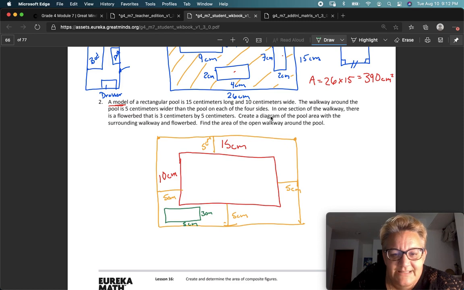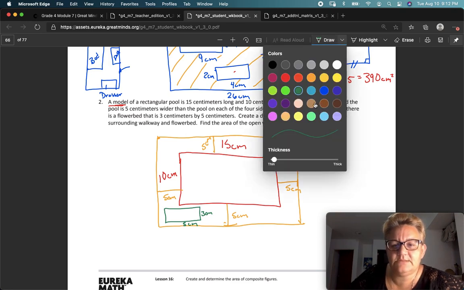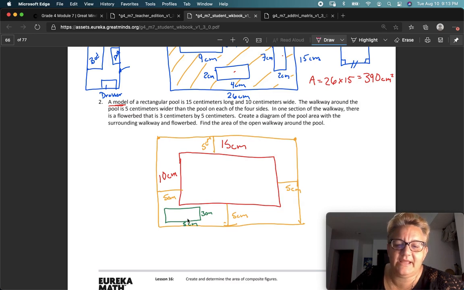Okay. Create a diagram of the pool area with the surrounding walkway and flower bed. Okay, I just did. Find the area of the open walkway around the pool. Now be careful, they're not including the pool and they're not including the flower bed. So what we need to do is find the area of this whole big space, and then just like up here, we're going to subtract the pool and the flower bed. So let's start with finding the whole big area.